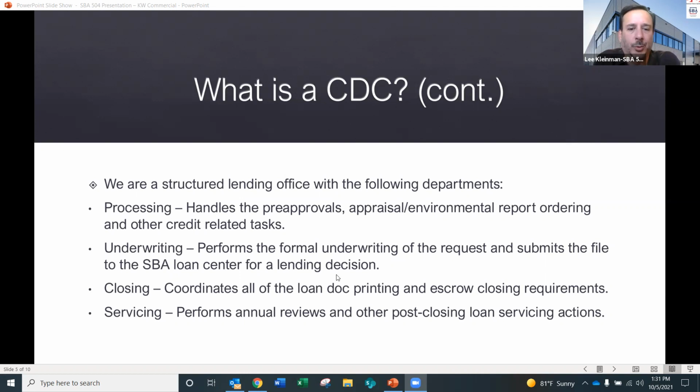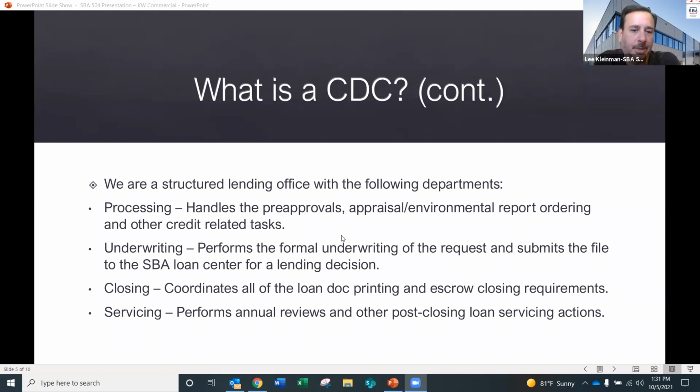They verify proof of insurance. They collect legal documents for the entities. They coordinate with the bank, escrow, title for the doc printing, and the smooth escrow closing process. And then post-closing, we have a servicing team. They perform annual reviews and other post-closing loan servicing actions.